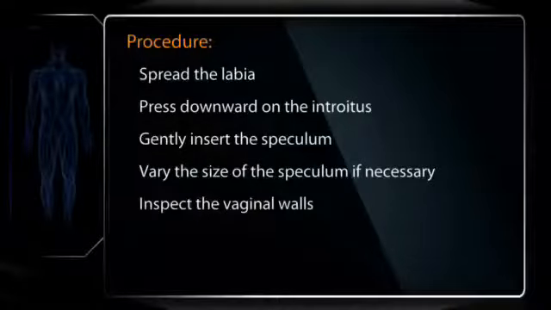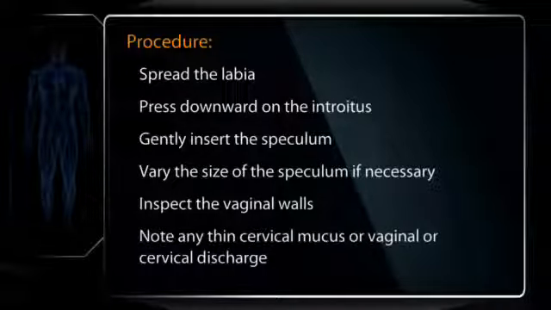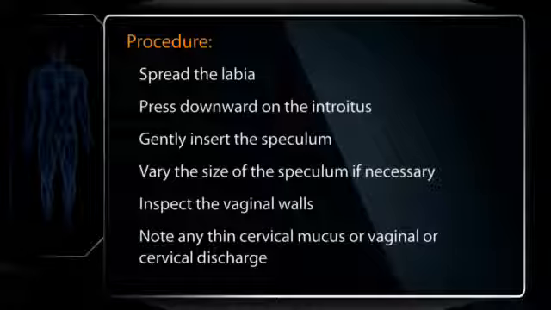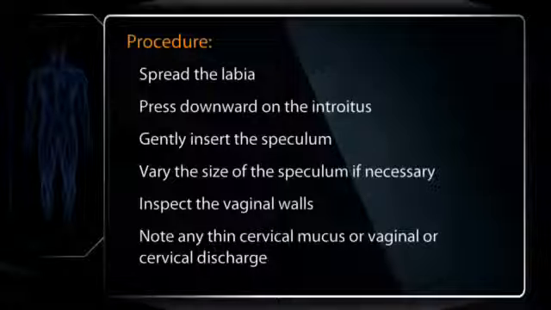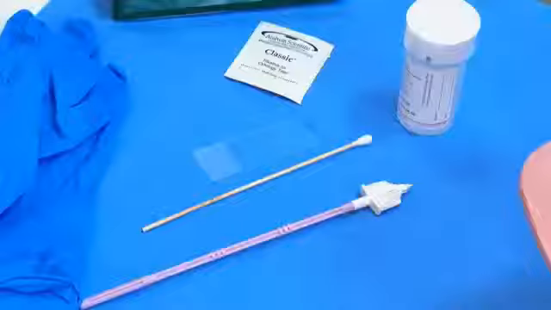Inspect the vaginal walls, which may be atrophic, and the cervix. Note any thin cervical mucus, suggesting use of hormone replacement therapy, or vaginal or cervical discharge that warrants culture. Use an endocervical broom or a wooden spatula and brush to obtain endocervical cells for the Pap smear. Consider using a blind swab if the atrophic vagina is too narrow.